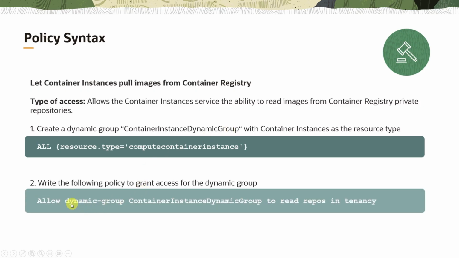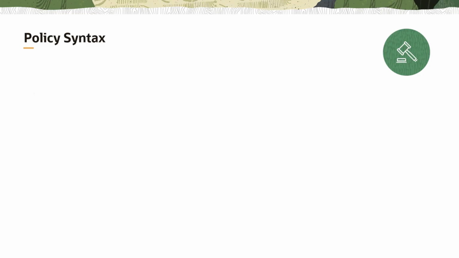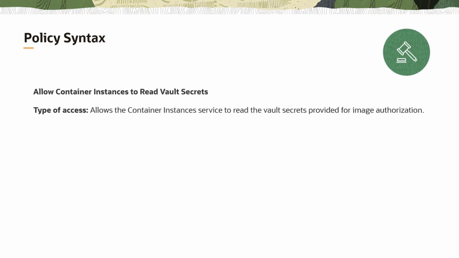So you will have to write the following policy which allows the dynamic group we just created in step 1 to read repos within the tenancy. These actions will enable seamless image retrieval, streamlining the deployment process for containerized applications. Another use case would be to ensure the container instances have necessary permissions to access vault secrets for image authorization.